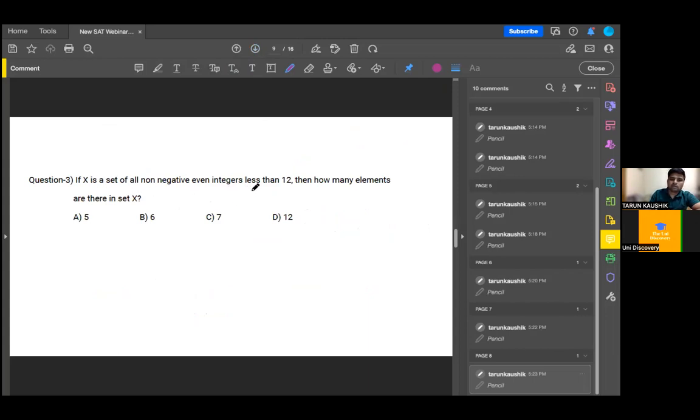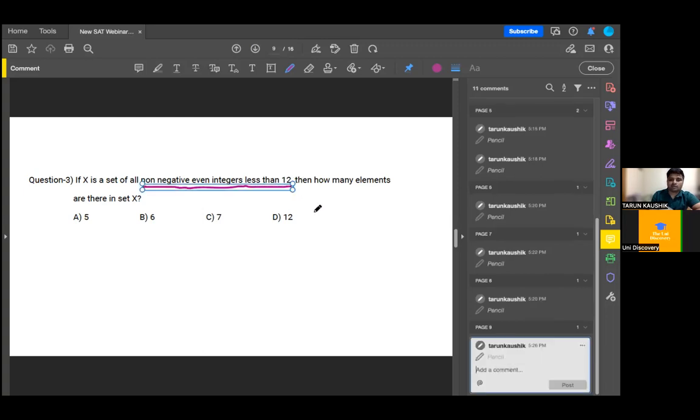So let's try and read the question quickly. It says x is a set of all non-negative even integers less than 12. Then how many elements are there inside x? So I need to figure out how many integer values less than 12 there are. That's the simplest meaning of the question. He has made it slightly complicated by introducing the word set, but that does not mean anything. The only thing you need to do is figure out the non-negative even integers less than 12.